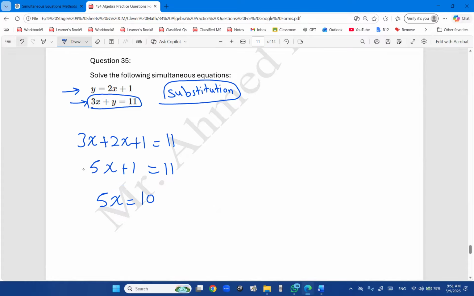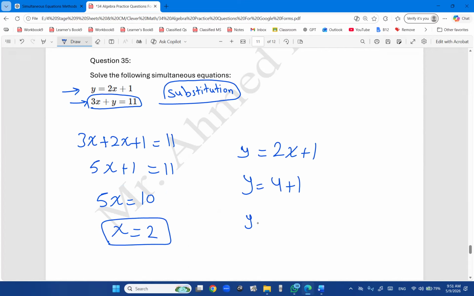Oh, no, we're not done. We need to find x, which is 2. Please do not leave until you find y. What is y going to be equal to? Here, I take y equals 2x plus 1. But in this case, I remove the x and I write 2. So y equals 2 times 2, which is 4, plus 1. So y equals 5.